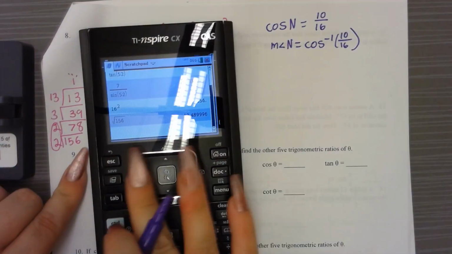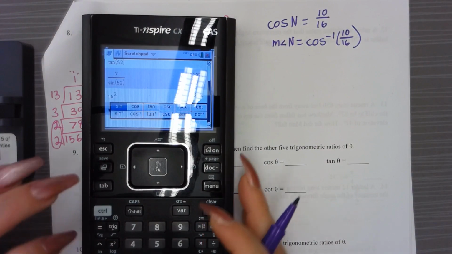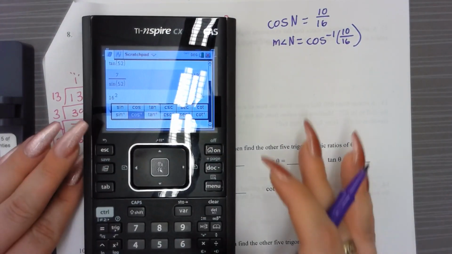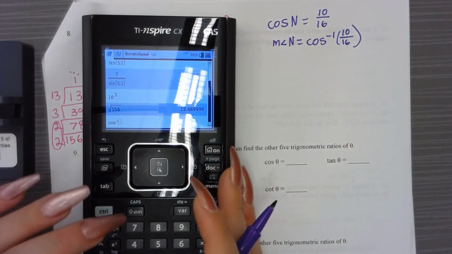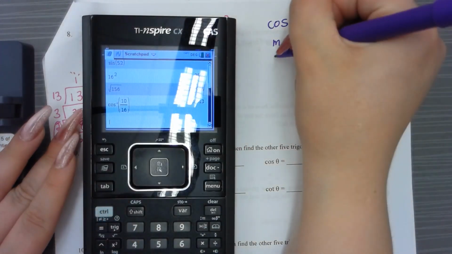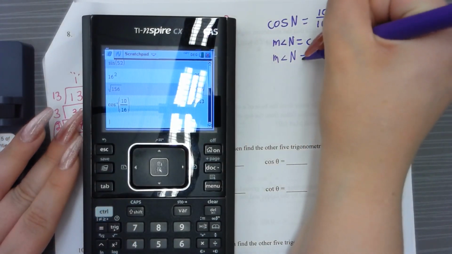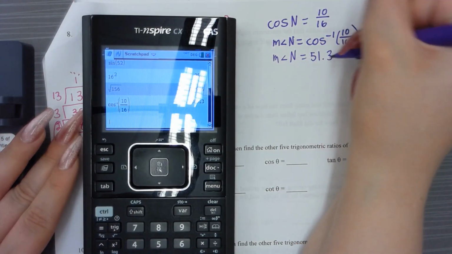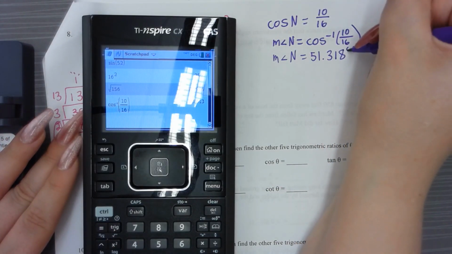So again, I would go over to my calculator. This time I'm going to hit trig, but I'm going to select the inverse cosine. And then I'm going to do 10 divided by 16. And so that's going to give me that the measure of angle n is equal to 51.31. Again, it'll round to 51 degrees.